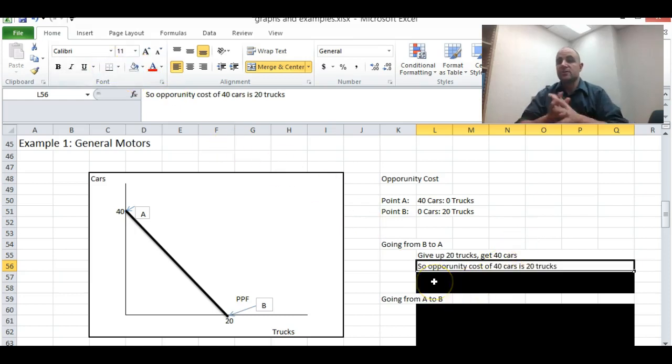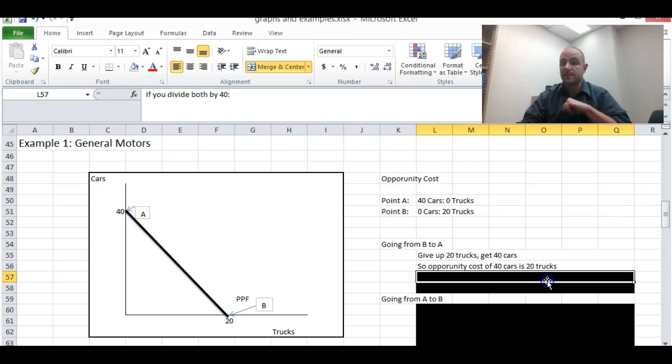So the opportunity cost, what is it costing you to get those 40 cars? Well, the opportunity cost, what you're giving up, is those 20 trucks. So the opportunity cost of 40 cars is 20 trucks. Now, keeping in mind that it's a straight line, as you move between any 2 points, the opportunity cost is going to be the same.